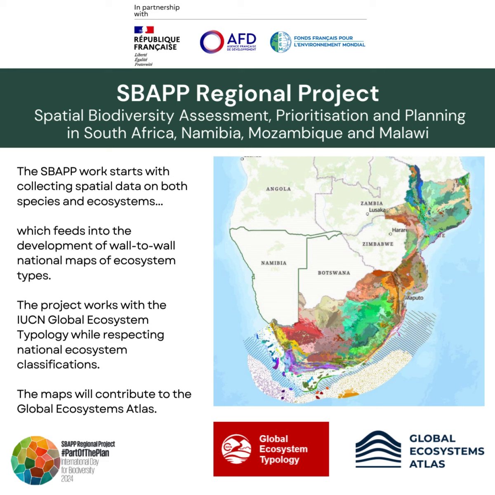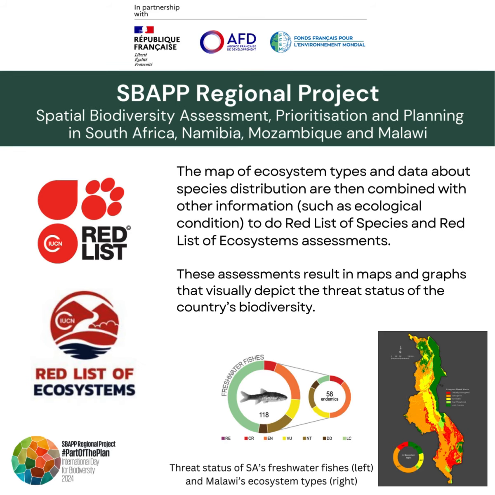SBAPP work starts with collecting spatial data on species and ecosystems, which feeds into the development of wall-to-wall maps of ecosystem types. The project works with the global ecosystem typology while respecting national ecosystem classifications. Our maps will contribute to the Global Ecosystems Atlas.